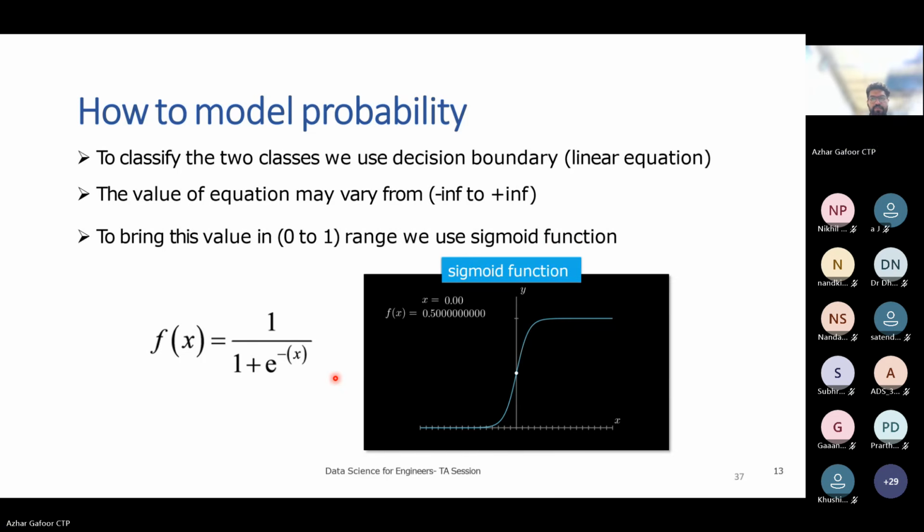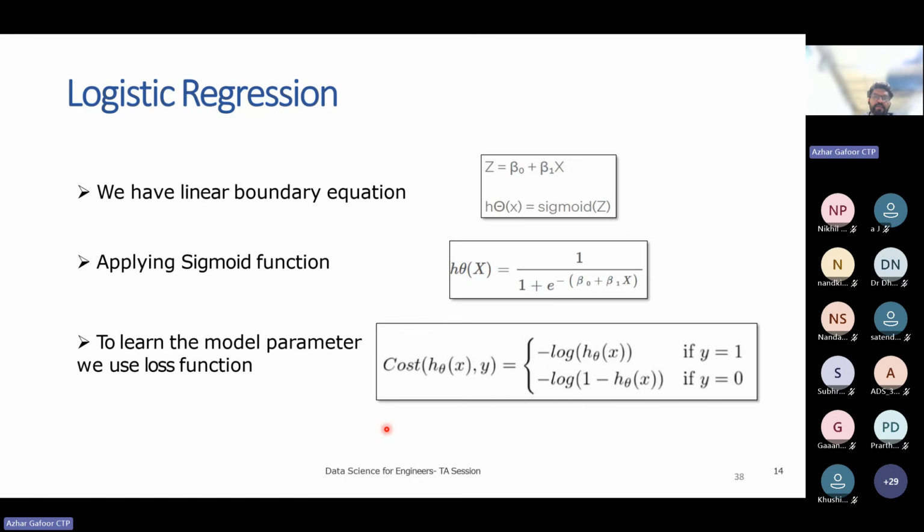Whatever value x takes, the final value will be from 0 to 1 when we use this sigmoid function. So at x equal to 0, e raised to 0 will become 1. And this is the point where we have f(x) equal to 0.5. So that is the threshold. Anything that comes beyond that will be considered to be in a separate class, and whatever comes below that threshold will be considered to be in another class.